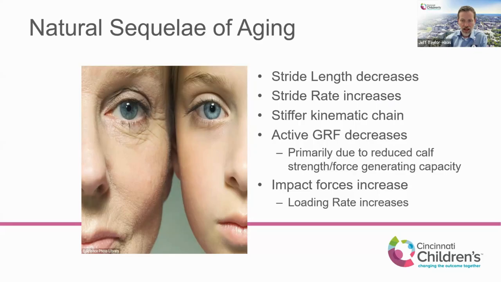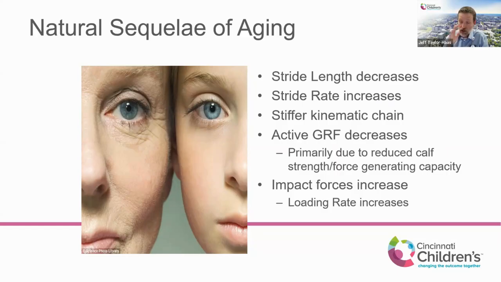And again, because we're not able to generate as much torque out of the calf muscle, our active ground reaction force decreases, which is the number one attributing factor to reduced stride length. So, that can hit you pretty hard if you're 45 years old and still out there trying to run fast. Good news, you can still strength train and you can still do some work to try to slow down some of these variables, but time will catch up with all of us.